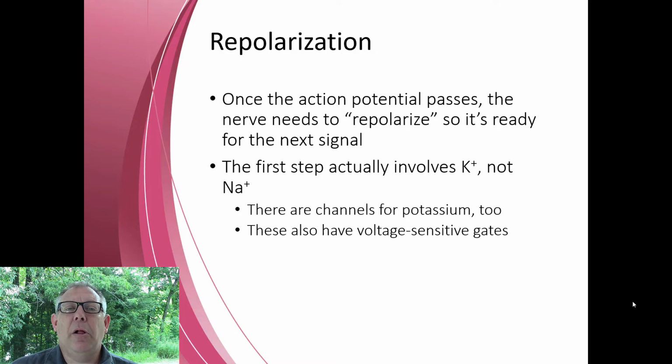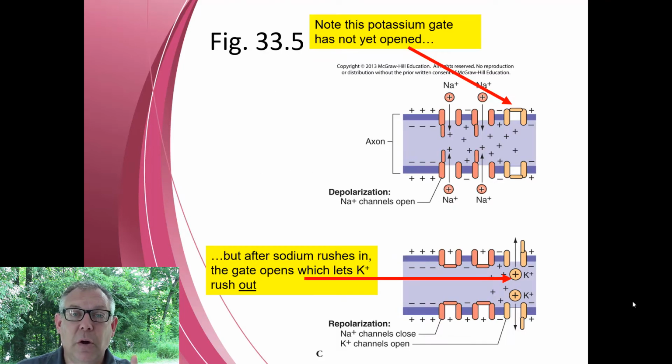Okay, so the first step to repolarization actually involves potassium, not sodium, okay? There are also potassium gates, and those gates are also voltage sensitive. But remember, potassium is high inside the cell. Potassium wants to leave the cell, right? But it can't because its gates are closed until the voltage changes. So in the first part of this figure, you see you've got a potassium gate that's closed. So that potassium really wants to leave. When the voltage changes as that action potential moves through, now that potassium gate opens up, now that potassium can leave.